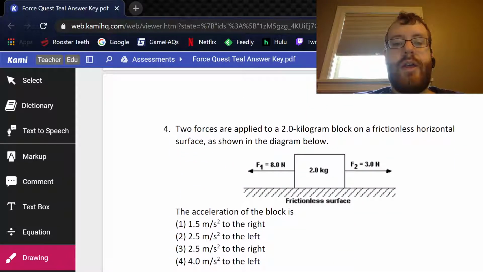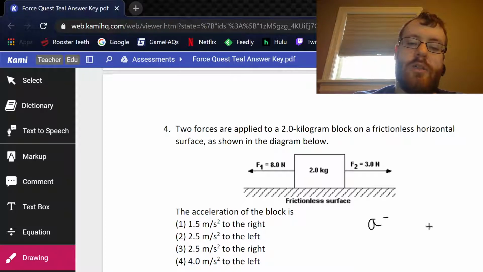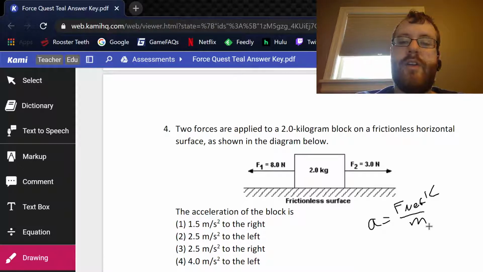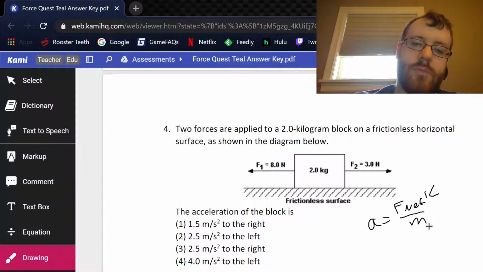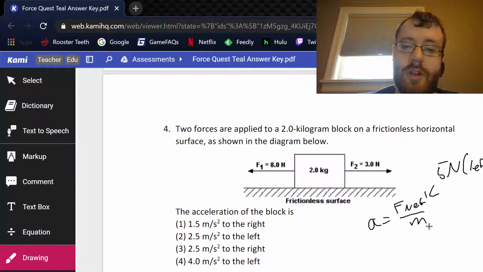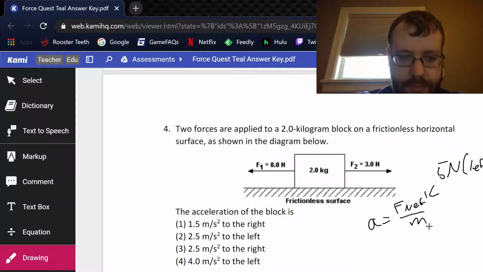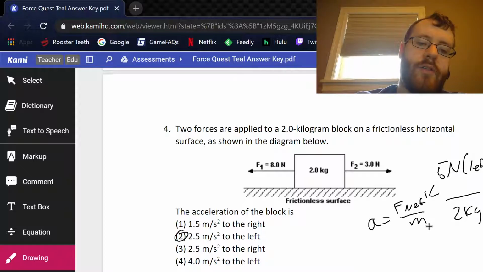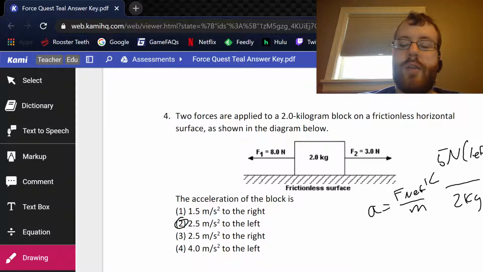Our next one is another one using our Newton's second law, a is equal to F net over m. This one has the added trick that we need to find the net force. We see it's 8 to the left, 3 to the right, so our net force is 5 newtons to the left, which means our overall answer is going to be to the left. So right away, I know it's going to be 2 and 4. Divided by our mass of 2 kilograms makes it 2.5 meters per second squared to the left.